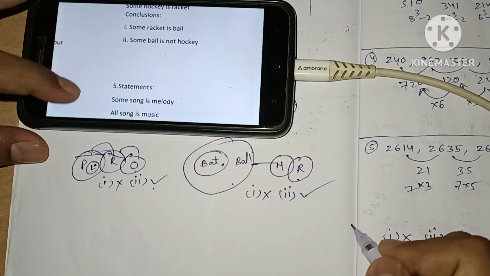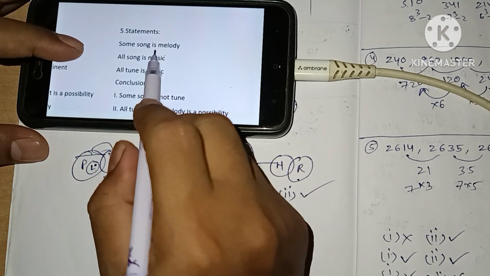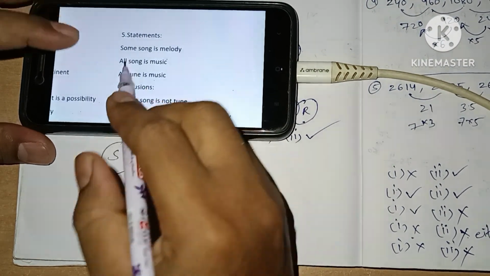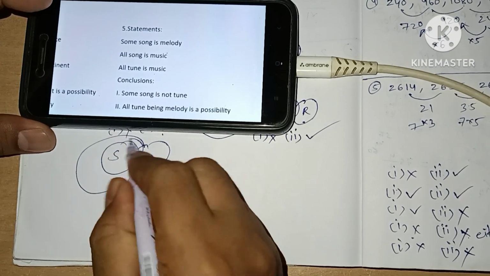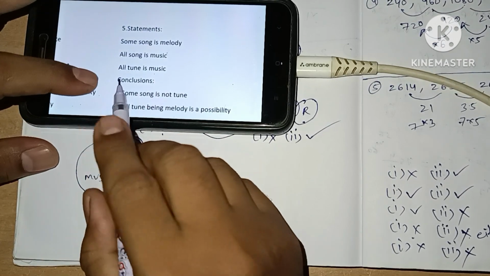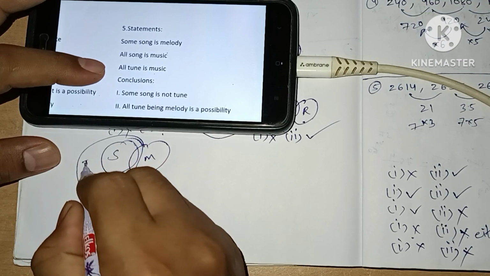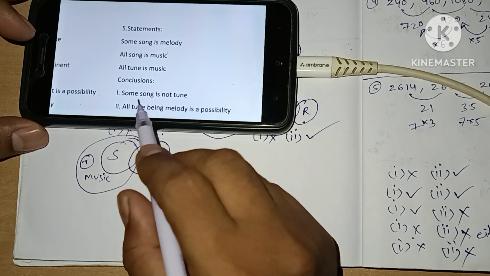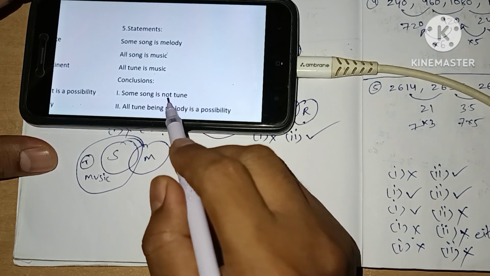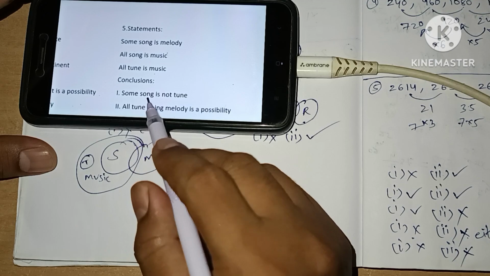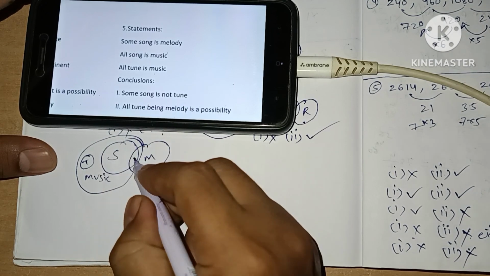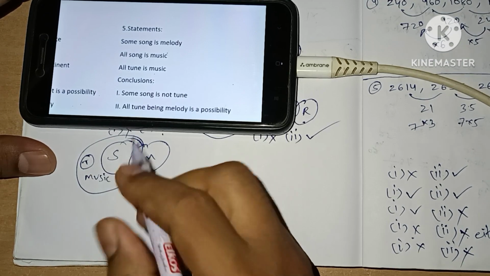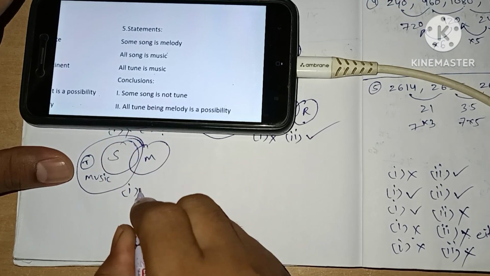Okay, let's see fifth question. Some song is melody. All song is music. All tune is music. All tune is inside music. Okay, let's see conclusions. Some song is not tune. We see not here. So we check all song is tune. All song can be placed inside tune. Yes, we can draw a possible diagram for all. So all case is possible means some not case will be false.